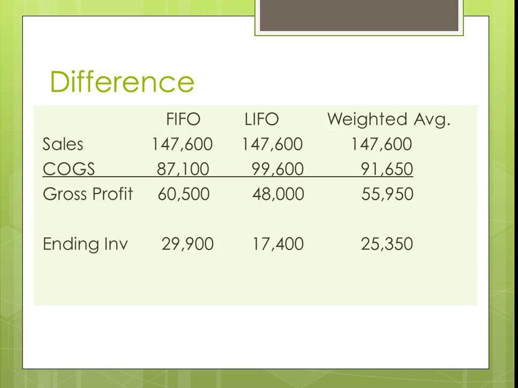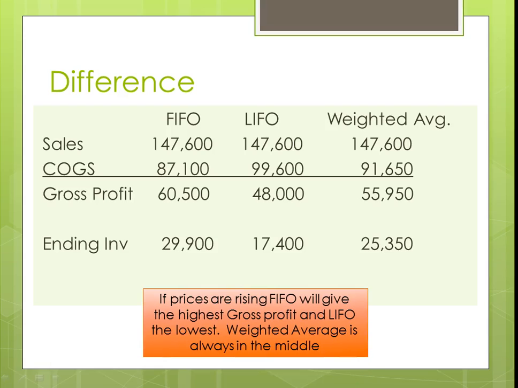Now if we compare the three, if you notice, gross profit is lowest under LIFO, highest under FIFO, and weighted average falls in between. So again, if prices are rising, FIFO will give you the highest gross profit and LIFO the lowest, and weighted average always falls in the middle.